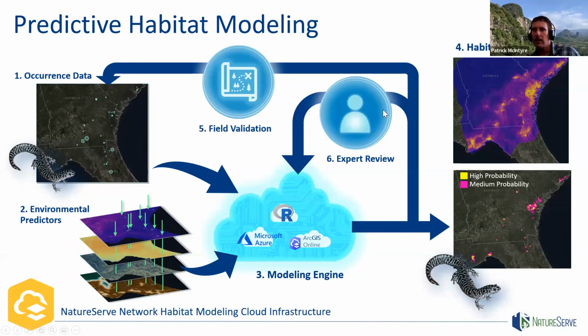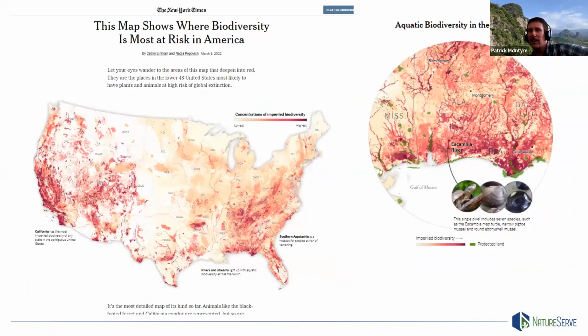And then importantly, something that we're involved in is we often have experts review these maps. We're involved in efforts to sometimes field validate them and then to revise these maps based on new occurrence data, based on expert review, saying, maybe we should use some different variables. Some of these records may not be quite accurate, etc. So we're quite proud to have recently been featured in the New York Times. This is from March this year.